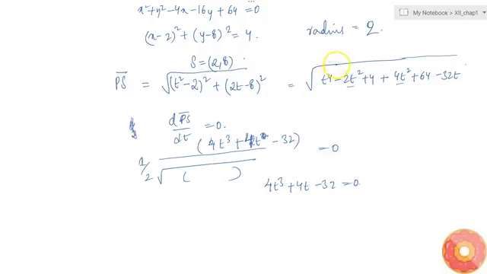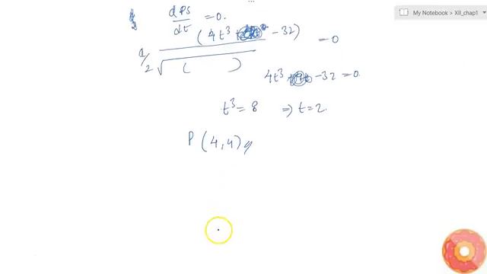Here we have made a small mistake. This is minus 4t square, so this 4t square and this 4t square get cancelled. There won't be any term like this. So it simply becomes 4t cube minus 32 equal to 0. That means t cube is equal to 8, which implies t is equal to 2. So our point P, which is the nearest point, will become t square comma 2t, that is 4 comma 4. So we got the point P.